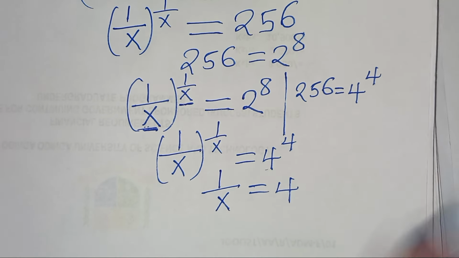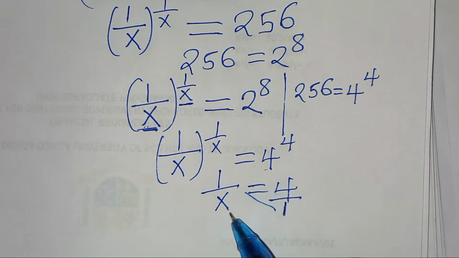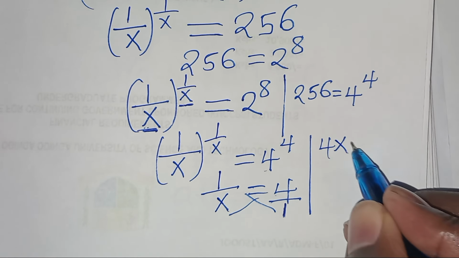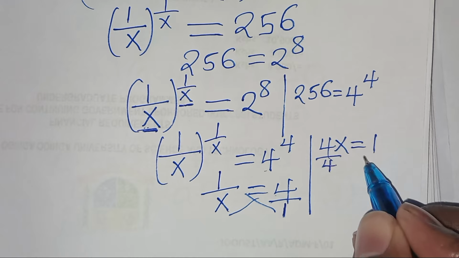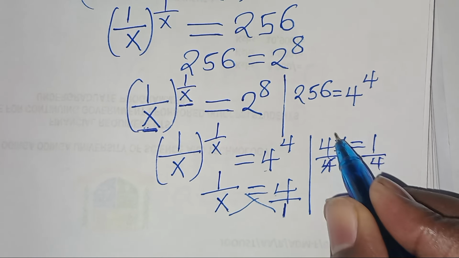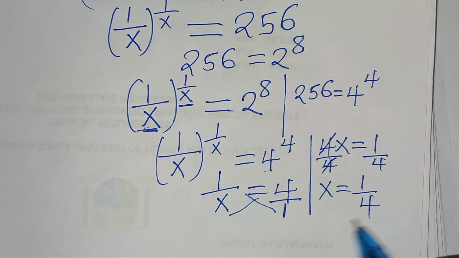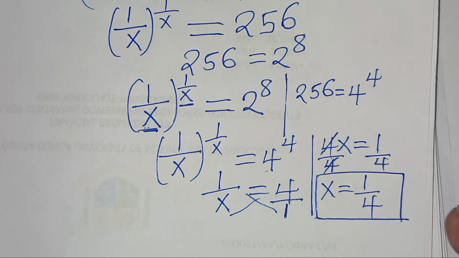And therefore, to solve for x here, 4 is our whole number, so it's 4 over 1. If we cross multiply here, then we have 4x is equal to 1. So let's divide both sides by 4, and this implies that x is equal to 1 over 4. So we have the value of x here as 1 over 4.